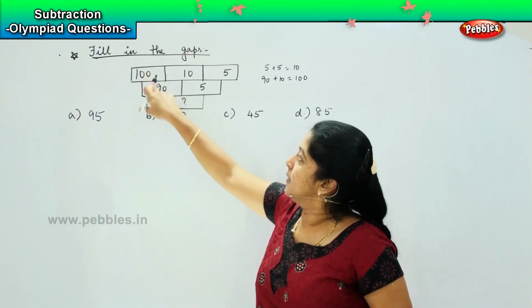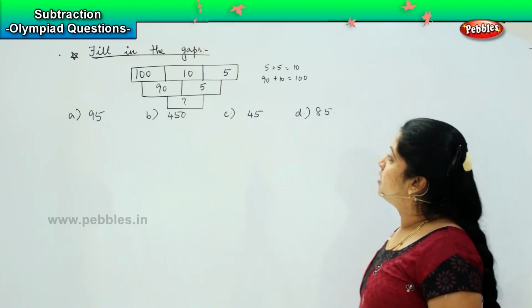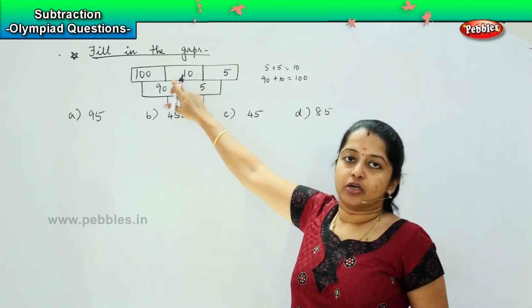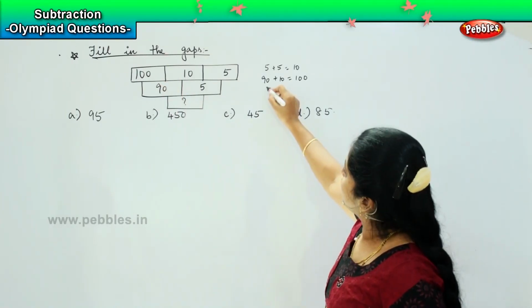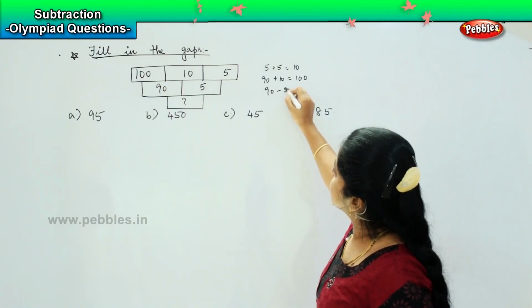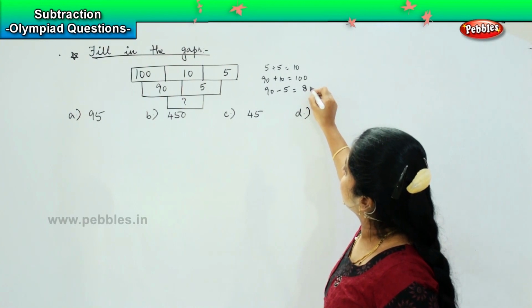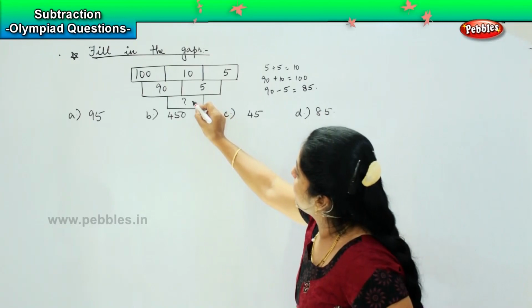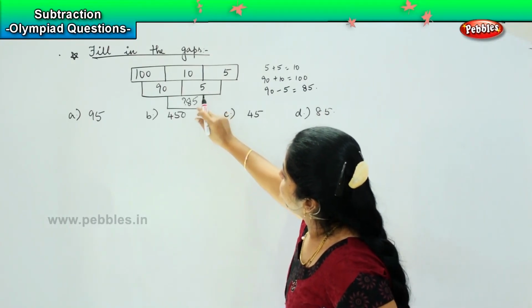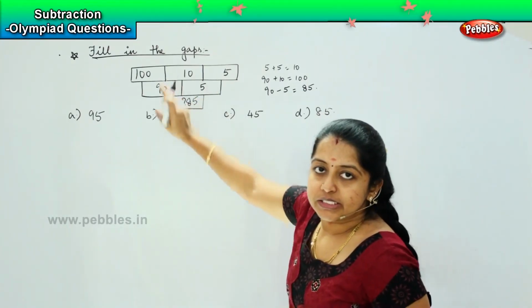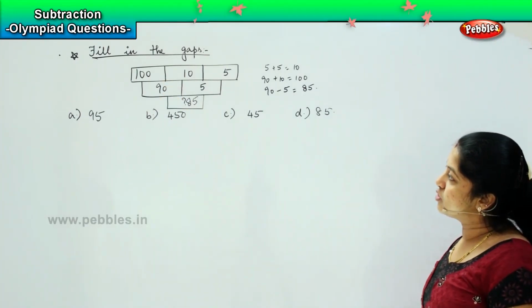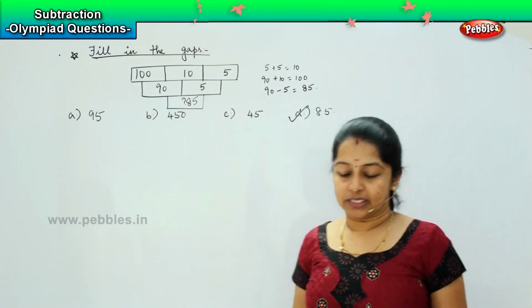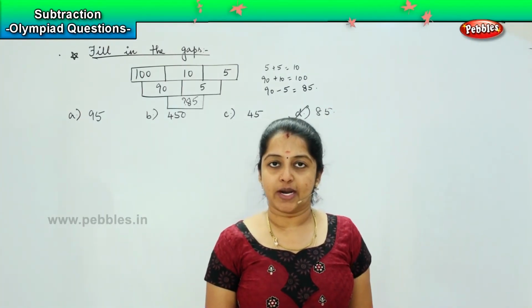So I need to add something with 5 in order to get the answer 90. So what should I do? 90 minus 5 is how much, children? Very good. It's 85. So 85 plus 5 will give me the answer 90. Clear? So where is 85? Very good. It is option D. Clear? Shall we move to the next one?